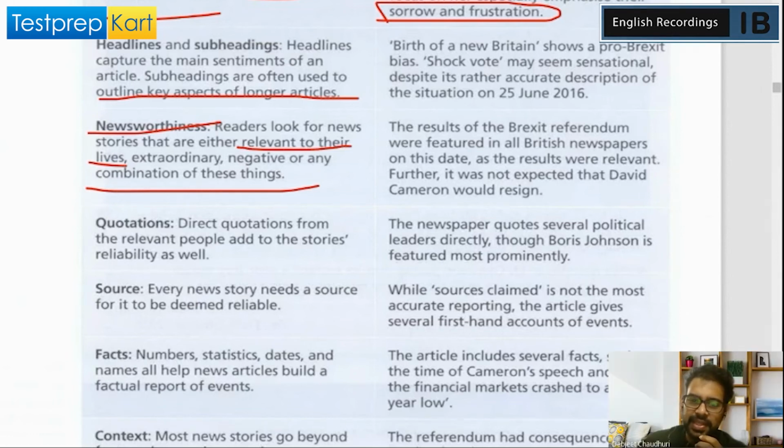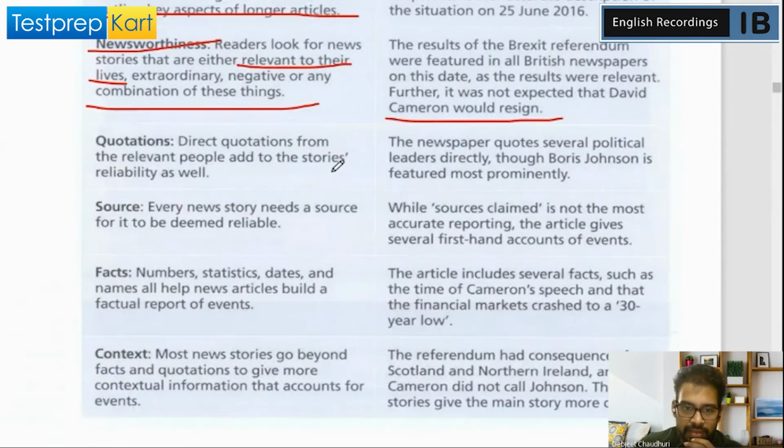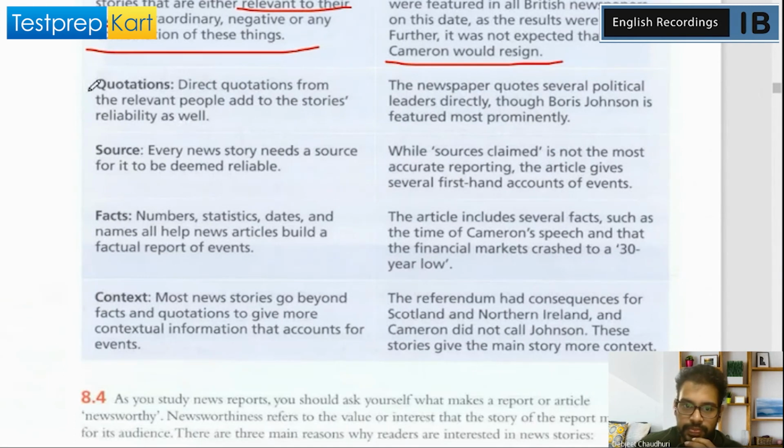So you can say something negative to highlight that this is catastrophic, the situation that has happened. The use of the word catastrophic draws the attention of the reader. So I'll be noticing whether you're using words such as these to grab my attention in these articles. The results of the referendum were featured in all British newspapers on this date. As a result, they were relevant. Further, it was not expected that David Cameron would resign. Okay, unexpected developments.